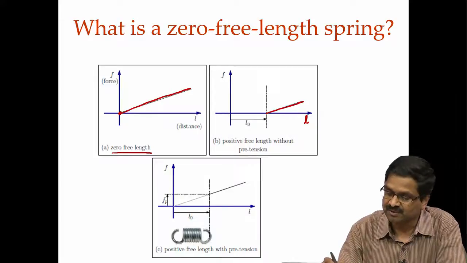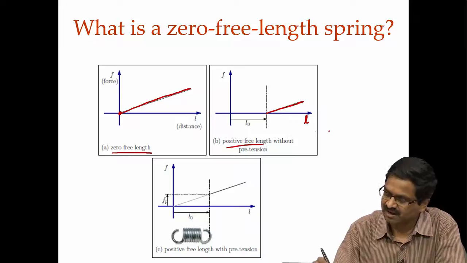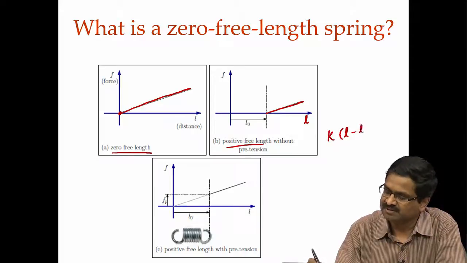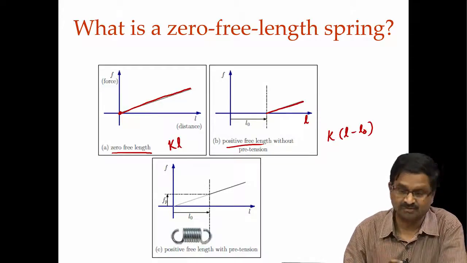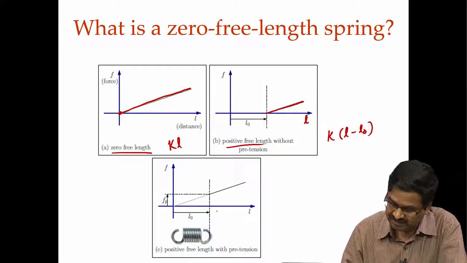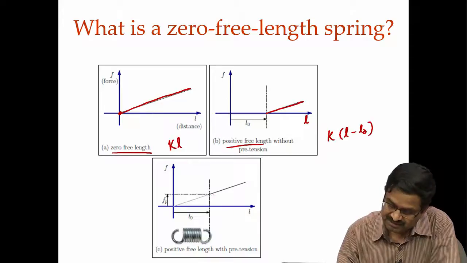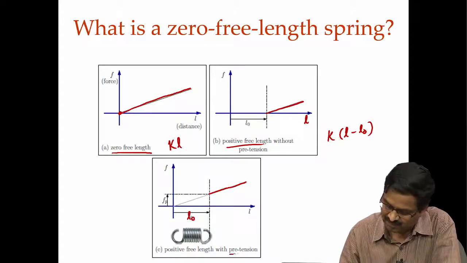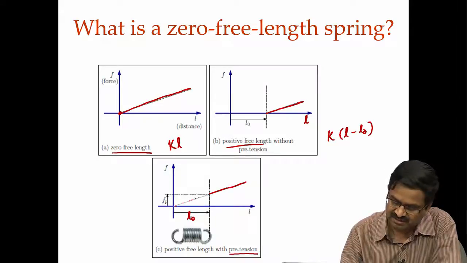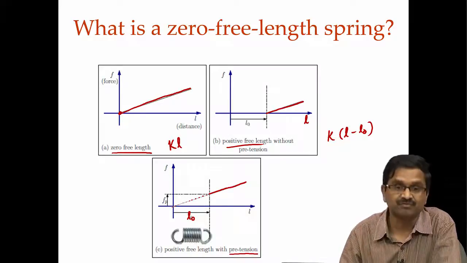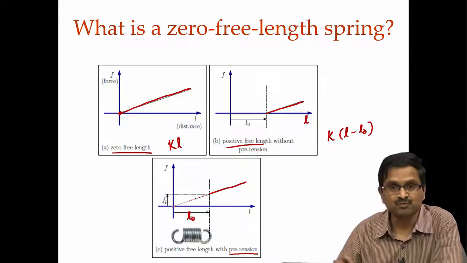That is not true here, because for length you have to subtract L0. So, for a positive free length spring, I write k times L minus L0, whereas here I would write k times L, that is a 0 free length spring. So, you can get such springs if you pre-tension them, that is, there is an L0 here for a spring. If there is a pre-tension in the spring, such springs are available, then if you extrapolate it, it will go to 0 free length. Okay. That is one way.